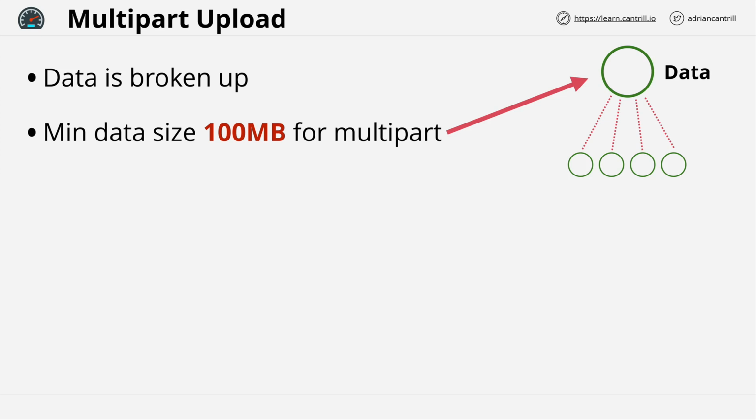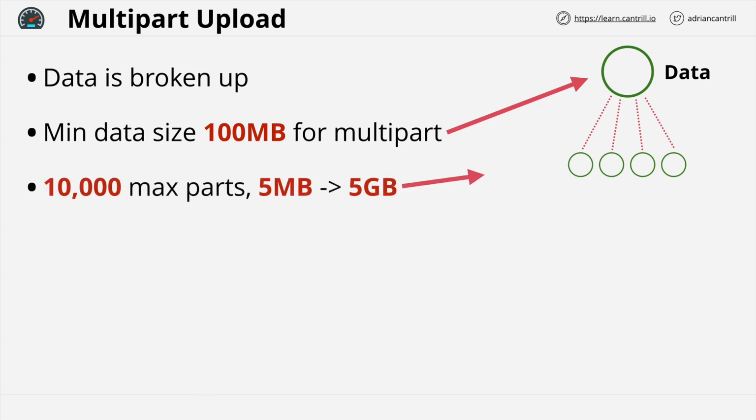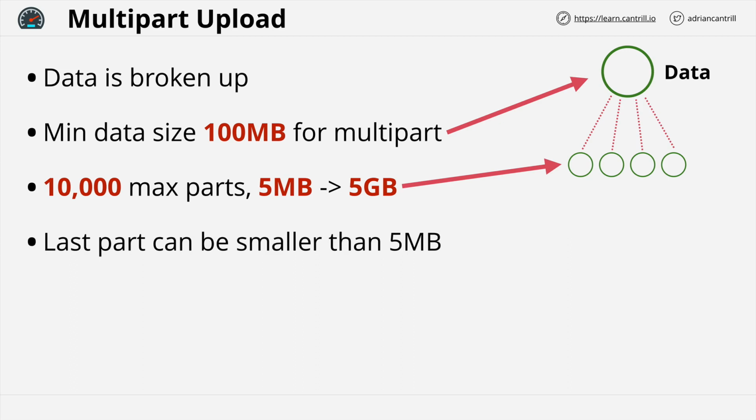Now, my recommendation is that you start using this feature the second that you can. Most AWS tooling will automatically use it as soon as it becomes available, which is at this 100 MB lower threshold. There are almost no situations where a single put upload is worth it when you get above 100 MB. The benefits of multi-part upload are just too extensive and valuable. Now, an upload can be split into a maximum of 10,000 parts, and each part can range in size between 5 MB and 5 GB. The last part is left over, so it can be smaller than 5 MB if needed.